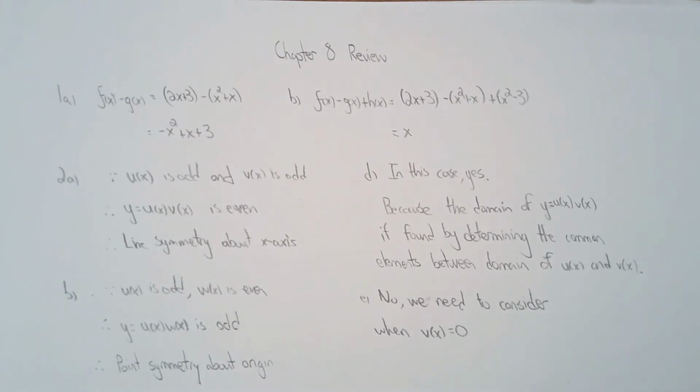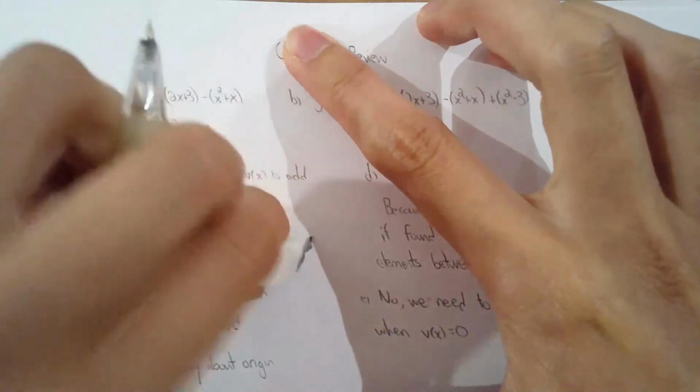For question 2, they're asking us about symmetry. So you want to prove whether the function is even or odd to see whether you have point symmetry about the origin or line symmetry about the y-axis. Sorry, this will be supposed to be the y-axis.